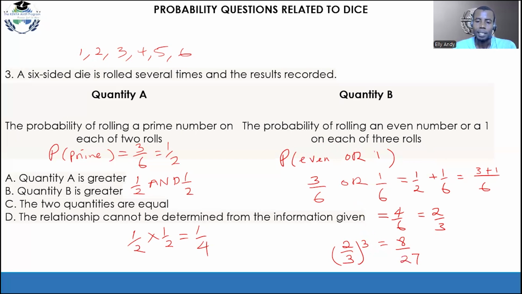So your task here is as simple as comparing a quarter and 8 over 27. And you can see that 8 over 27 is bigger than a quarter. So our answer is quantity B is greater.